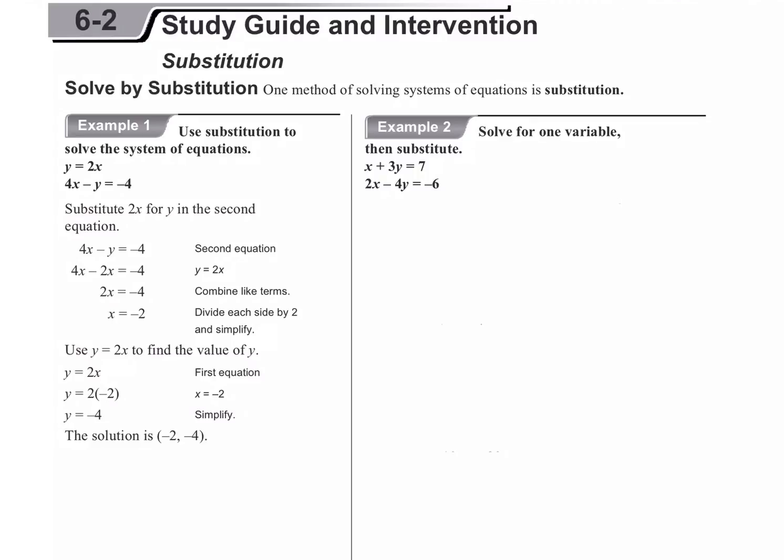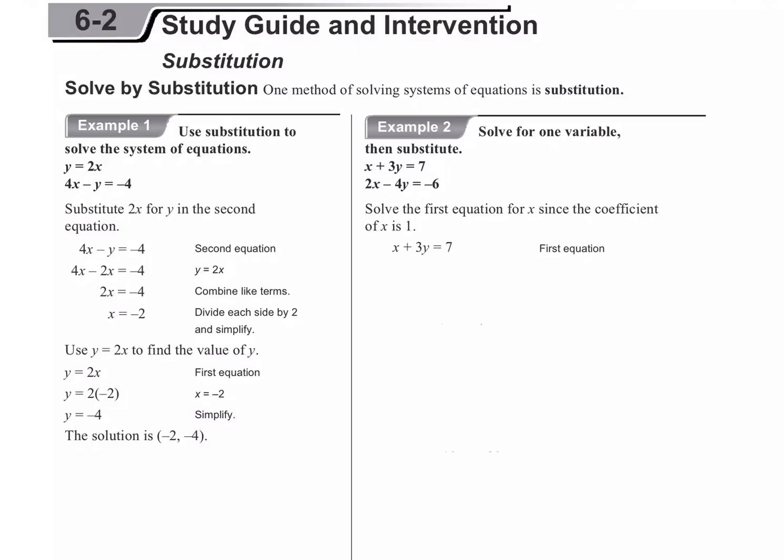In example 2, in this system of linear equations, neither equation is already solved for a single variable. We see x plus 3y equals 7 and 2x minus 4y equals negative 6. So we have two standard form equations. To use substitution though, we need to solve for one of the variables in either equation. So in this example, we're going to solve the first equation for x since the coefficient of x is 1. So that makes it a little simpler for us.